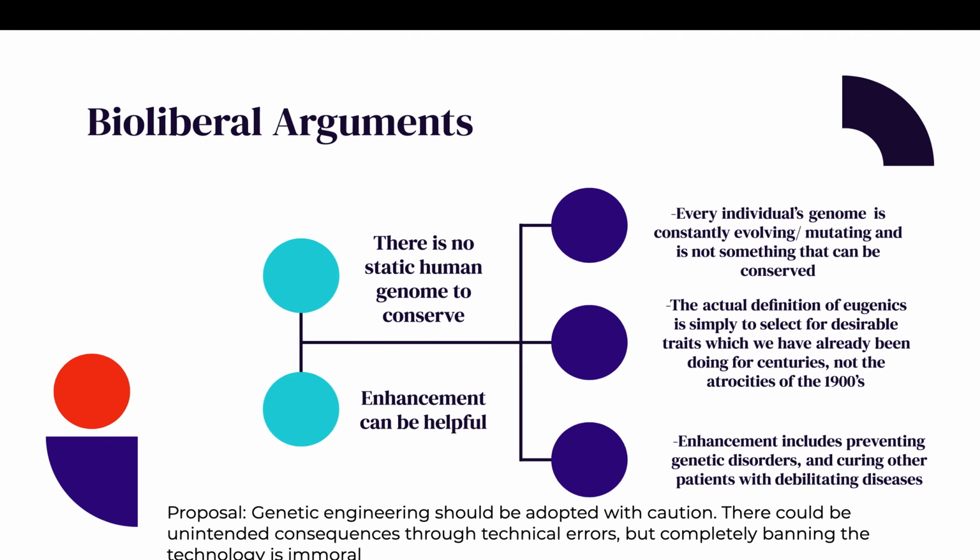Bioliberals, however, would argue that there is no static human genome to conserve, and that enhancement can be helpful. From these two statements, we could say that every individual's genome is constantly evolving and mutating and is not something that can be conserved. The actual definition of eugenics is simply to select for desirable traits, which we have already been doing for centuries, not referring to the atrocities of the 1900s.